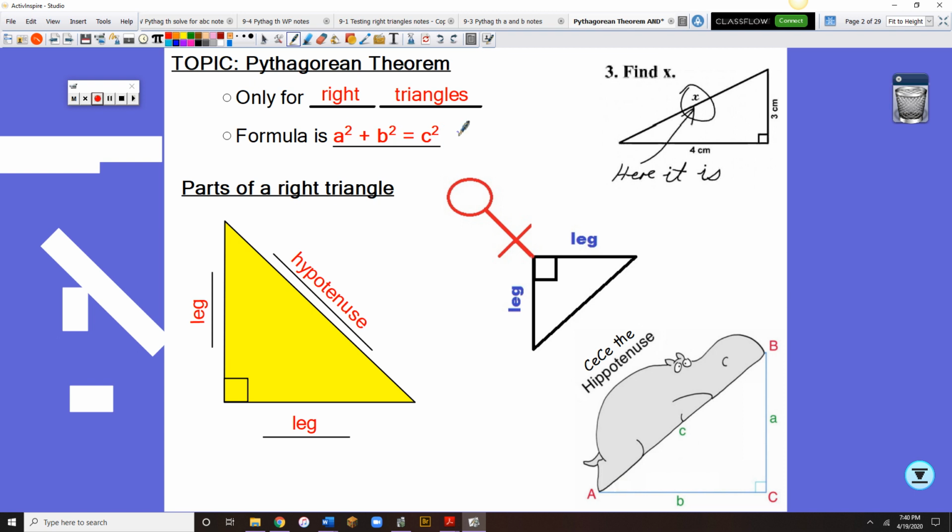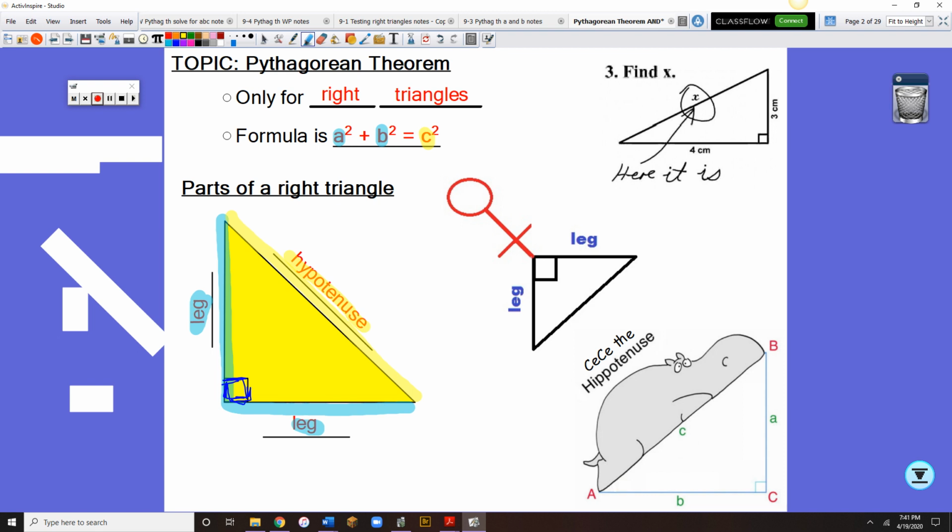Okay, so A, B, and C, what are those? Well, A and B are legs. I'm going to use some color coding here. A and B are the legs, and the legs are the two sides of the triangle where the right angle is right in the corner. Those are your legs. Then you have the hypotenuse, which is represented by the letter C. That's the side that's going all the way diagonal like that.